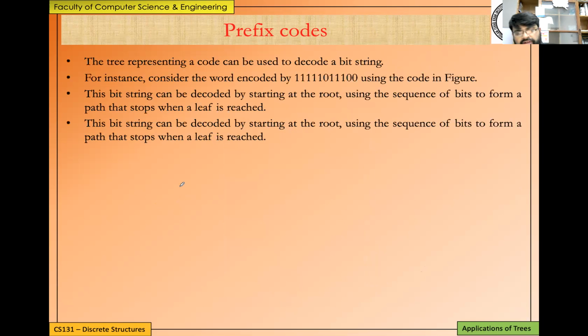The tree representing a code can be used to decode a bit string. For instance, consider the word encoded by five 1s, 0, three 1s, 00 using the code in the figure. This bit string can be decoded by starting at the root, using the sequence of bits to form a path that stops when a leaf is reached. So whenever you reach a leaf, you're going to stop there.